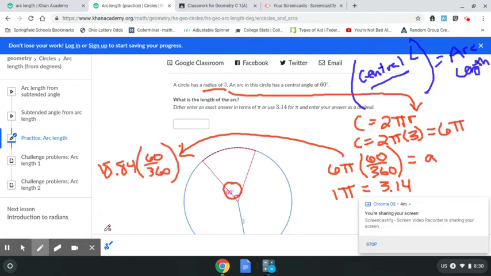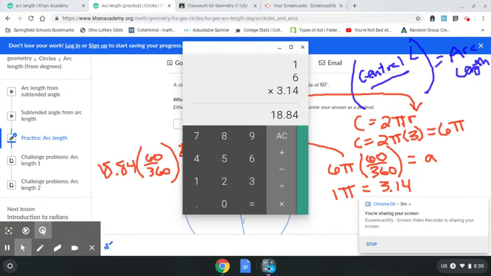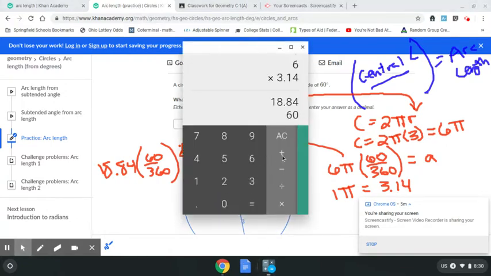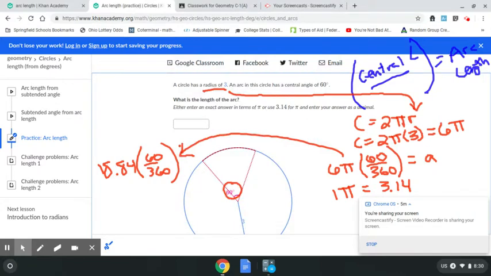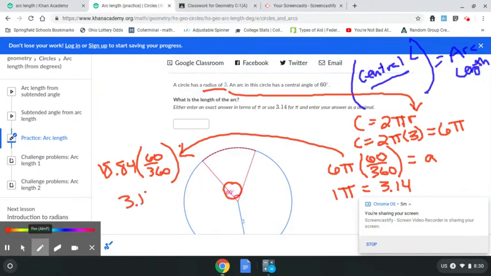So now I just type that into my calculator again. So let me go back to that. I take 60 divided by 360, and I multiply that times 18.84. And we get ourselves an approximate answer of 3.14, which is exactly what we said before. So either way we do it, the decimal is 3.14. In terms of pi, it's 1 pi.